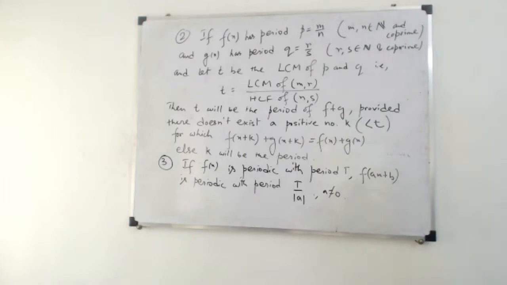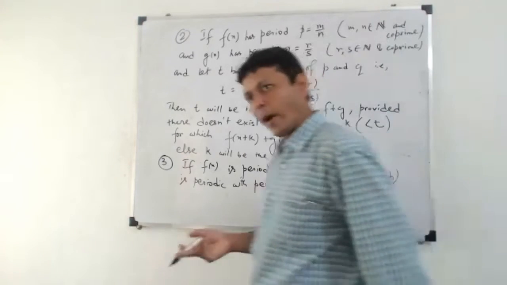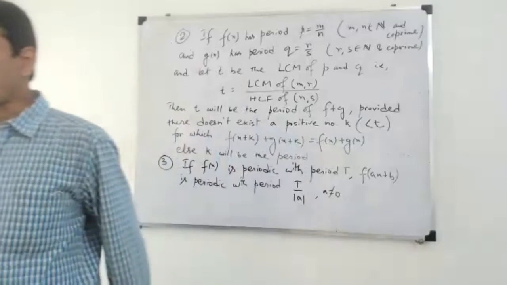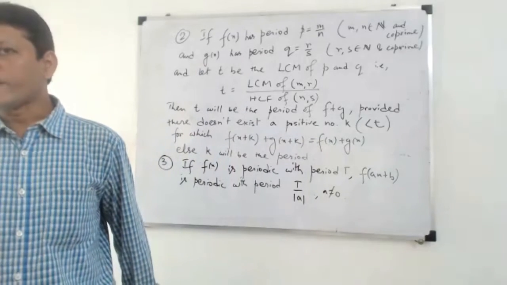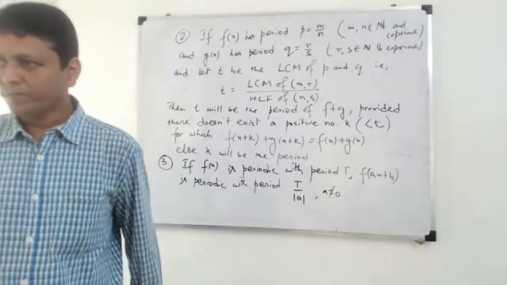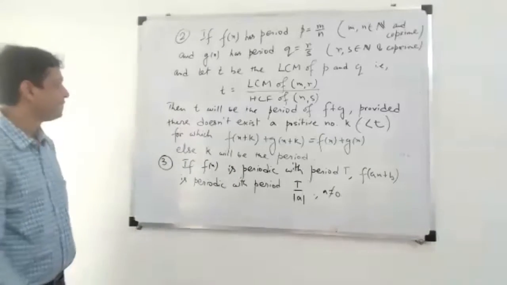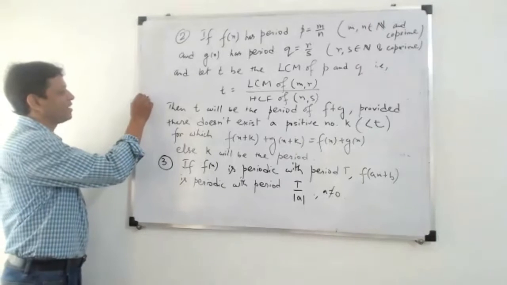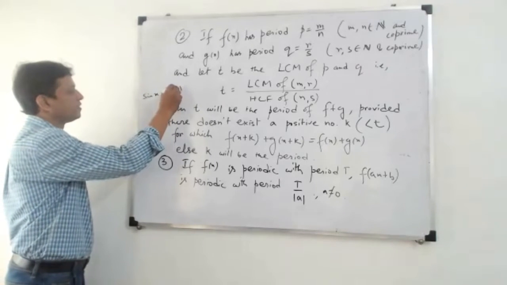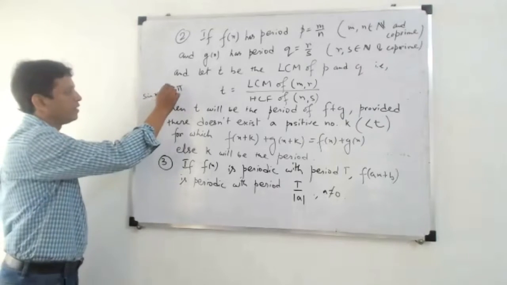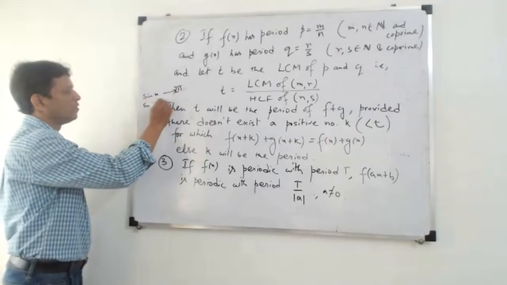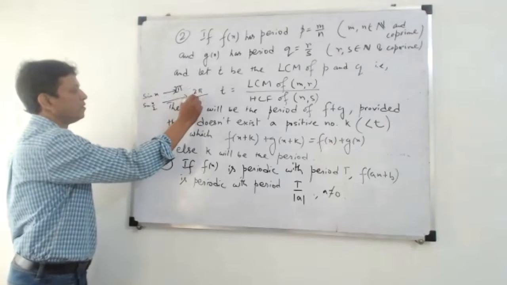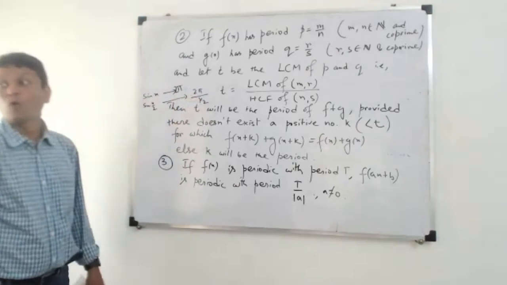What is the period of cos x? 2 pi. What is the period of cos 2x? 2 pi by 2. What is the period of sin x by 2? The period of sin x is 2 pi, so for sin x by 2 it is 4 pi.